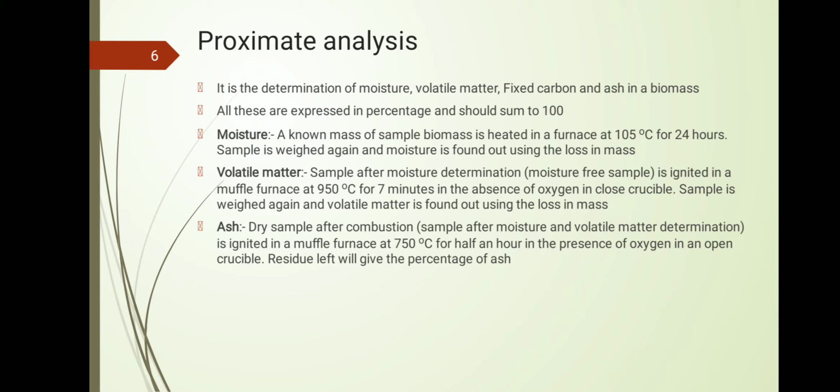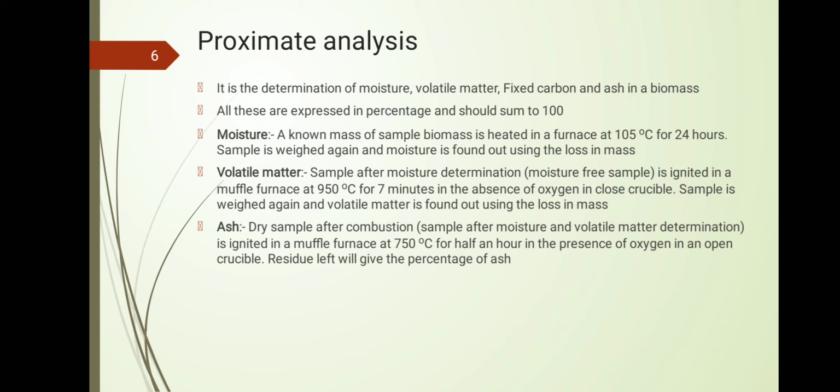So in this third test we are burning the biomass in the presence of oxygen at 750 degrees Celsius for 30 minutes, and the residue left after this process will be the ash content. That is the method for determining ash percentage.